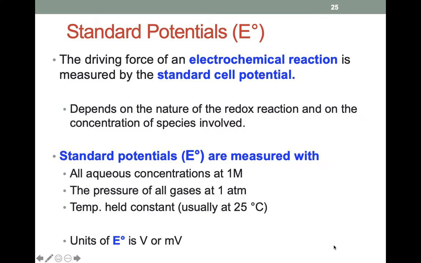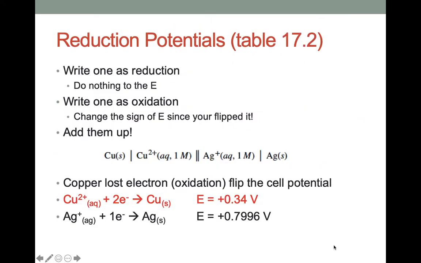Standard potentials, E0, and that superscript O means at standard temperature and pressure and concentration. In this case, 25 degrees Celsius, 1 atmosphere pressure, and 1 molar for aqueous solutions. If it is a gas, of course, it would be 1 atmosphere pressure. And the units for E0 are volts or millivolts. The small m stands for milli.